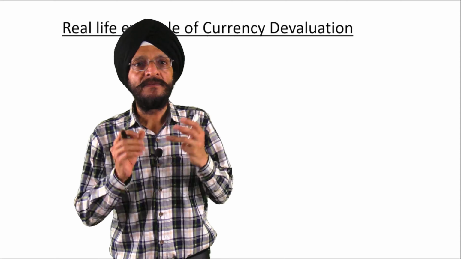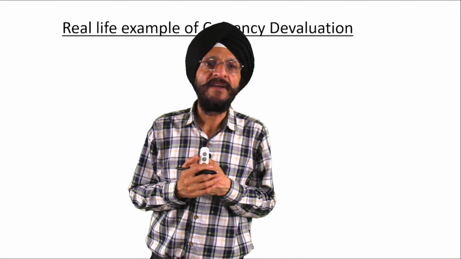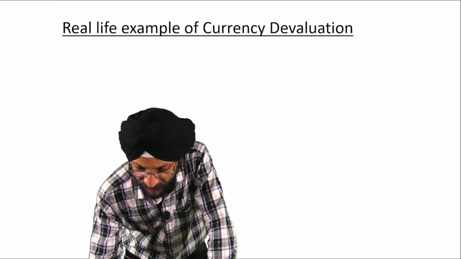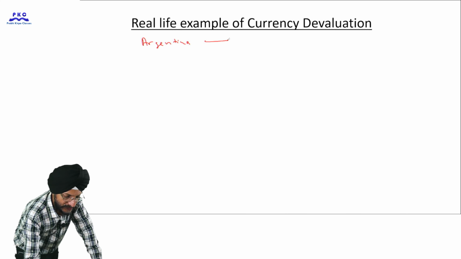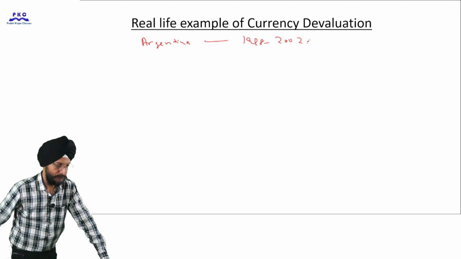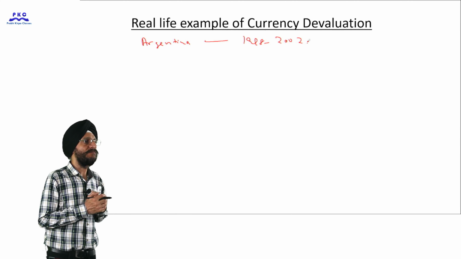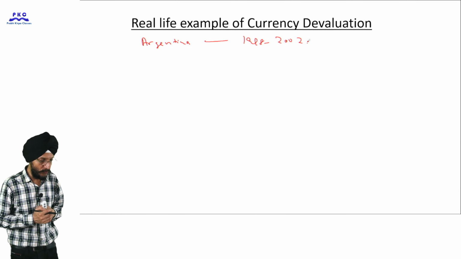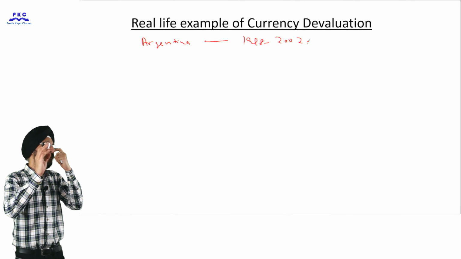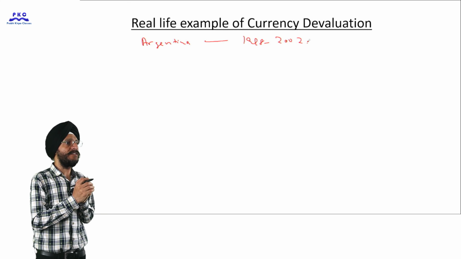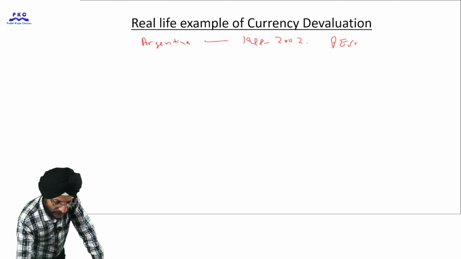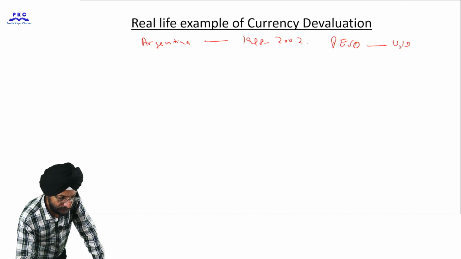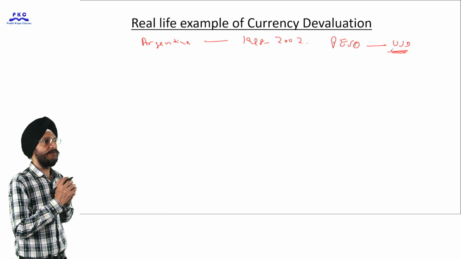Argentina was facing a very severe economic crisis between 1998 to 2002. There was high inflation, the economic performance of the country was not good, and Argentina was also following the fixed exchange rate system between their currency, the peso, and the US dollar.